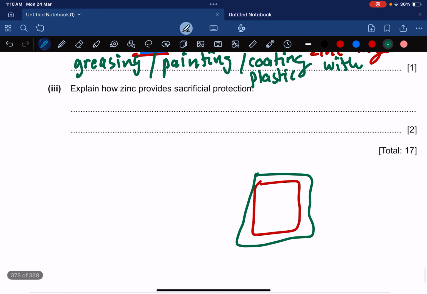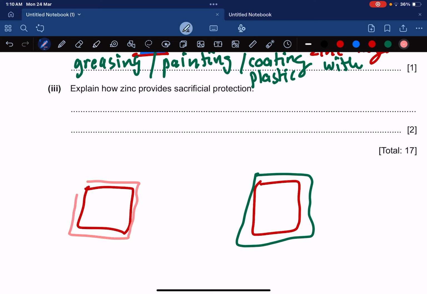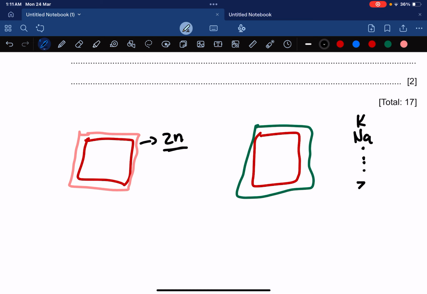Achha, explain how zinc provides sacrificial protection. Now the thing to know is that this is your iron and this is your zinc. Basically zinc is grey, but I was just drawing it with pink. What zinc does is that zinc is more reactive than iron. So zinc forms electrons more readily than iron. You should know that the higher you are in the reactivity series, potassium, sodium, and then some other metals, then there's zinc, and then there is iron. Zinc is above iron in the reactivity series.